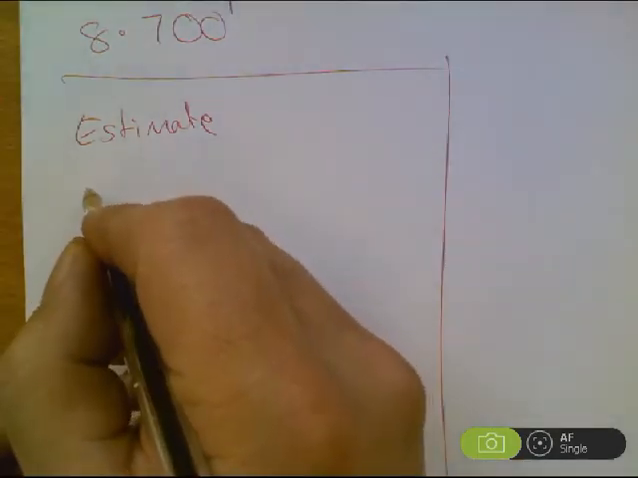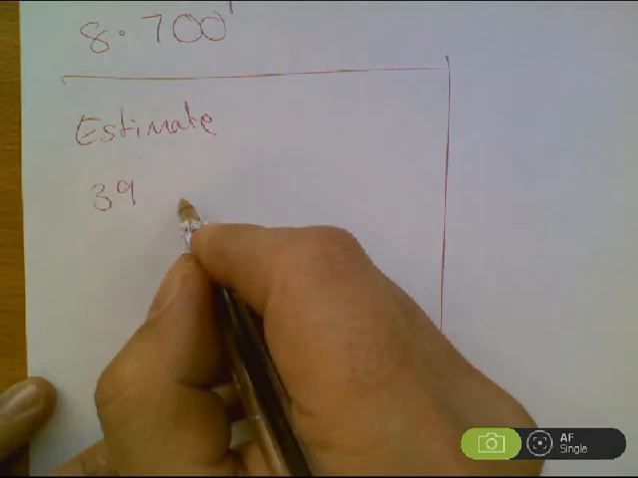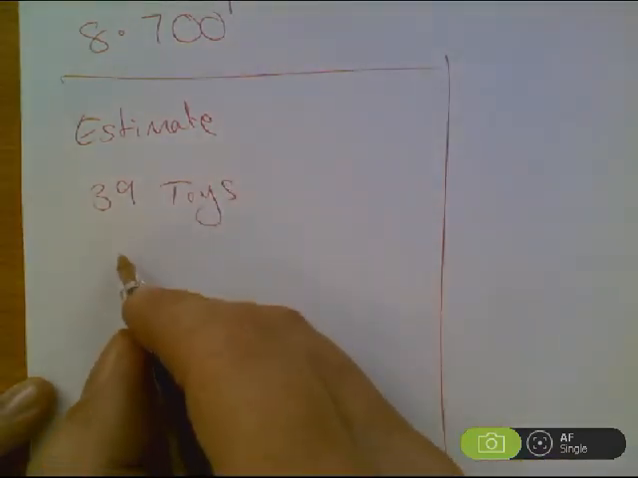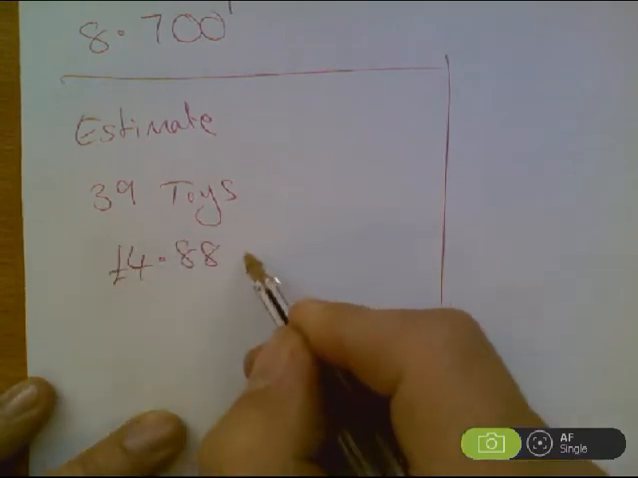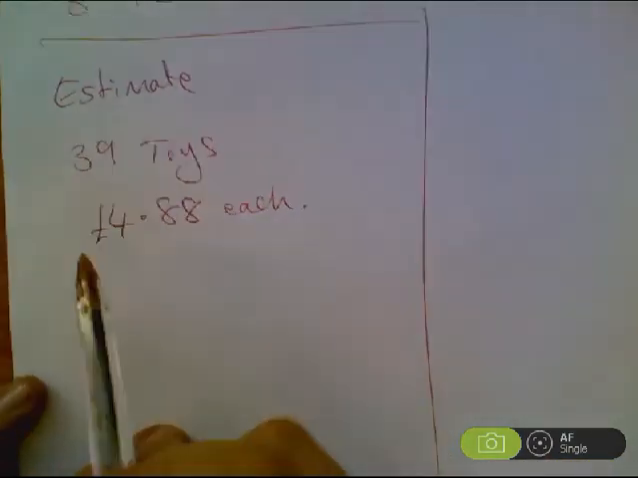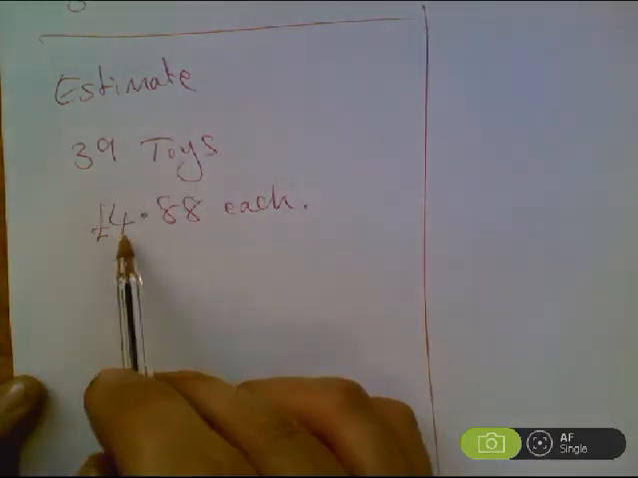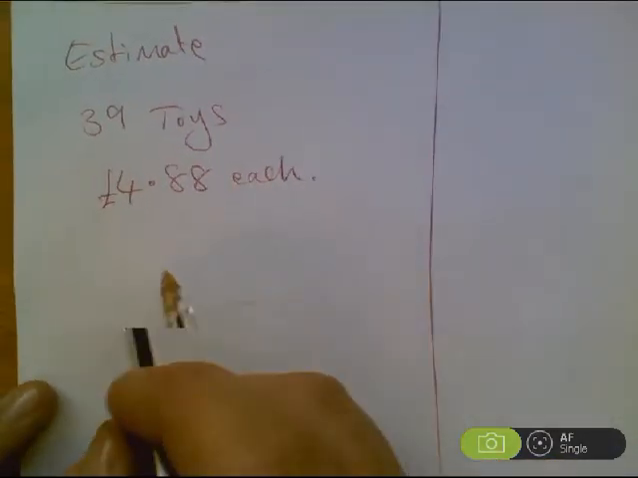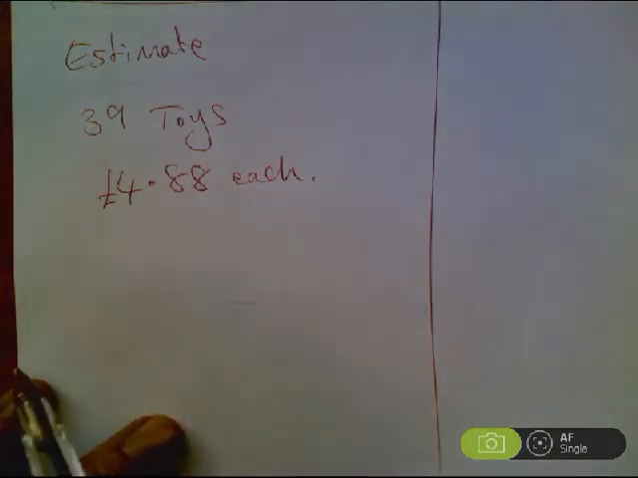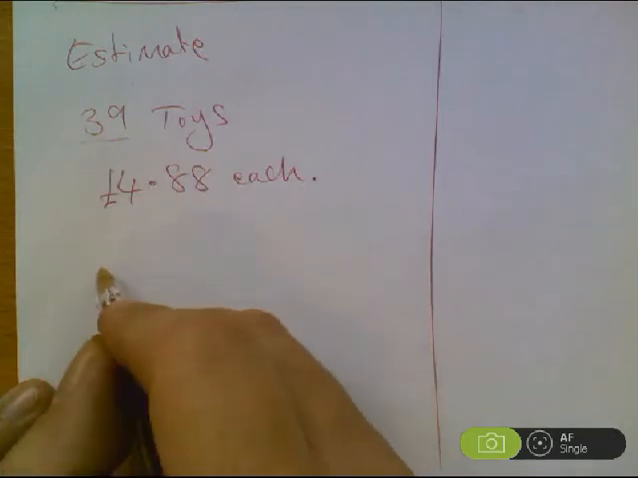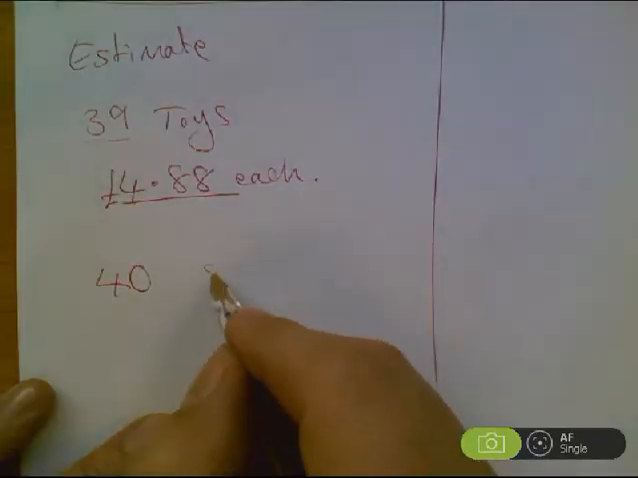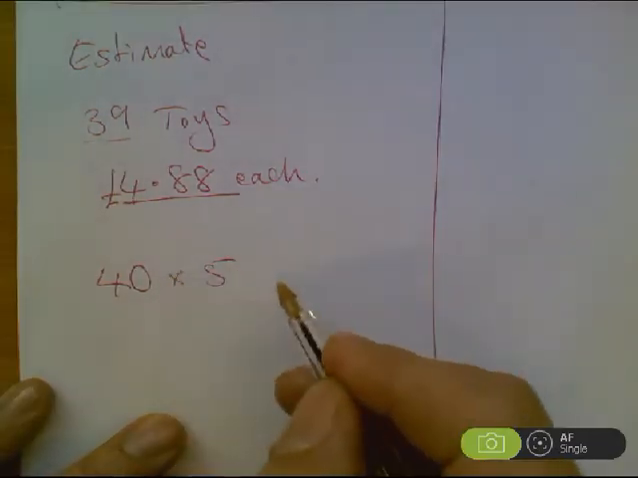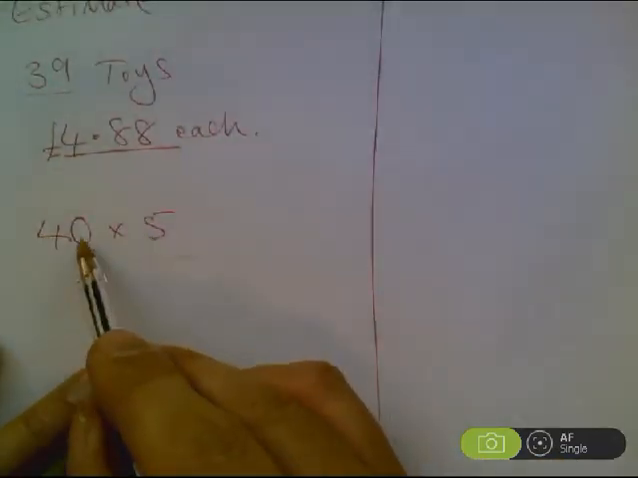So let's say I have to work out the cost of 39 toys that are £4.88 each. I'm asked to estimate the total cost of 39 toys if they're £4.88 each. So what I'll do is I'll round the numbers very roughly and ideally to one significant figure. So this will become 40, because it's nearly 40, and this of course will become £5, and 40 lots of £5, 5 lots of 4 is 20, put the 0 back on.